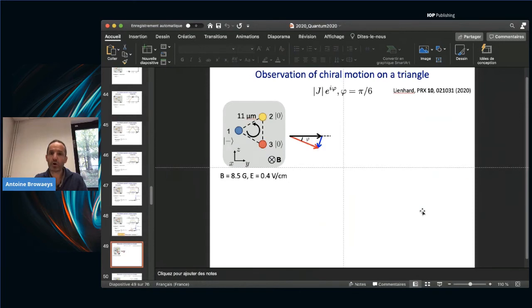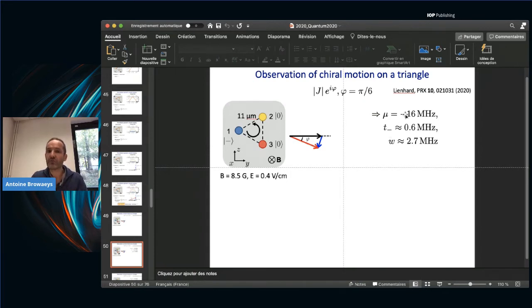Let's try to look at the implication of this on a triangle. So now I go to the lab. We try to implement this triangle. The atoms are separated by 11 micrometers, with about 10 Gauss magnetic field and a fraction of a volt per centimeter for the electric field. With these parameters, the energy mismatch mu is on the order of 20 megahertz, and T minus and W are on the order of a megahertz. So we are indeed working in this off-resonance situation and in perturbation theory.